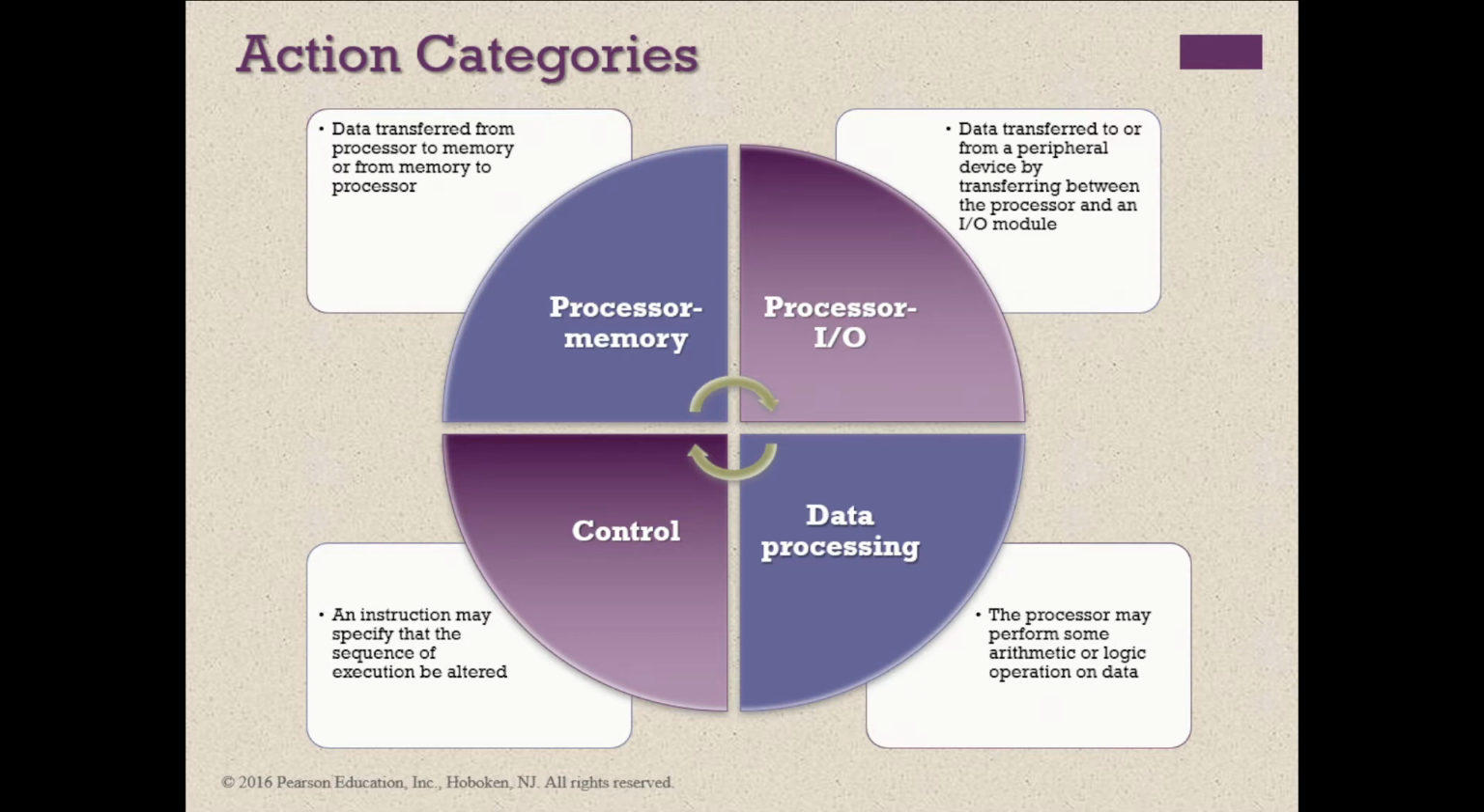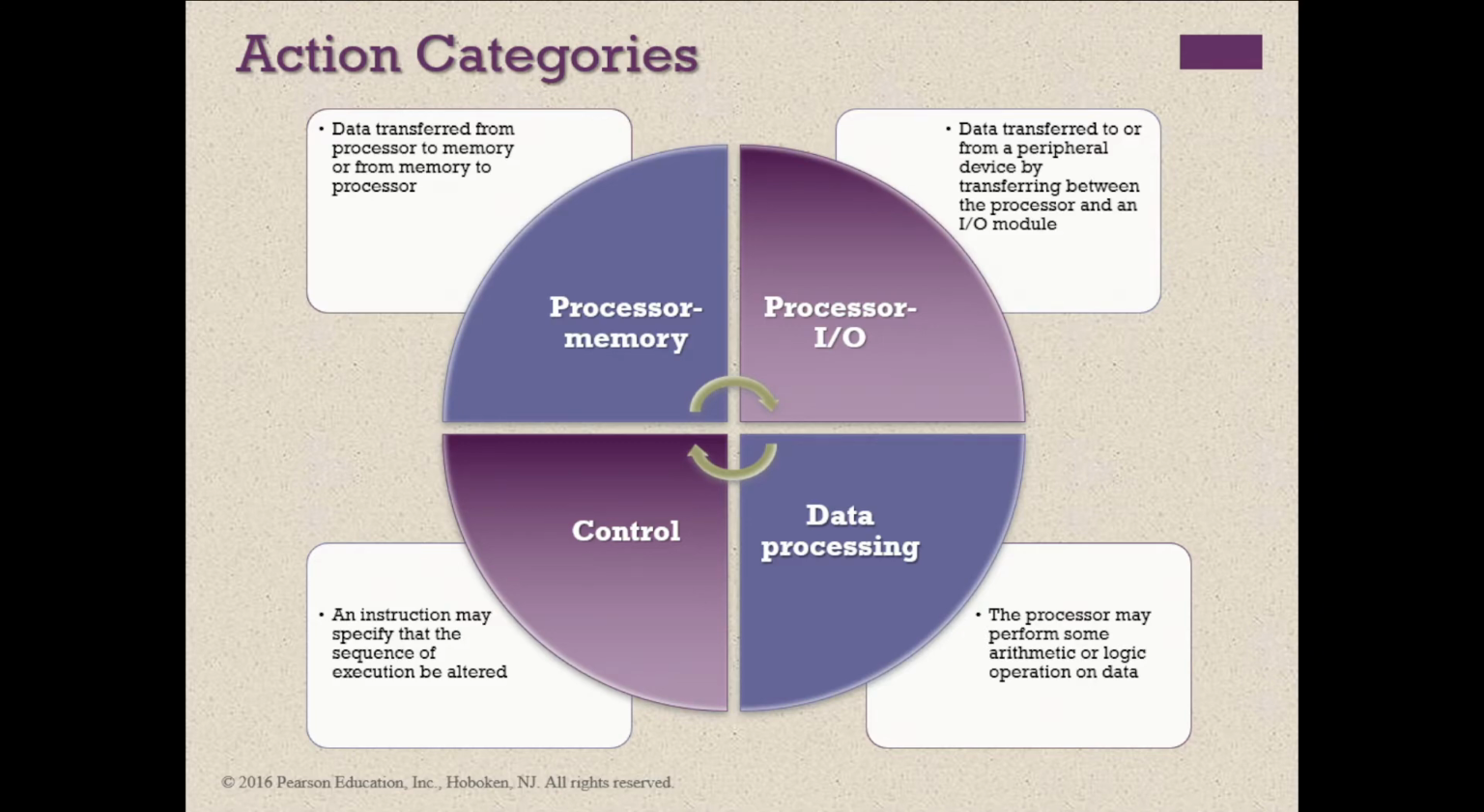For example, the processor may fetch an instruction from location 149, which specifies that the next instruction be from location 182. They are not really sequentially in order. The processor will remember this fact by setting the program counter to 182. Thus, on the next fetch cycle, the instruction will be fetched from location 182 rather than 150, which is next after location 149. So an instruction's execution may involve a combination of these actions.